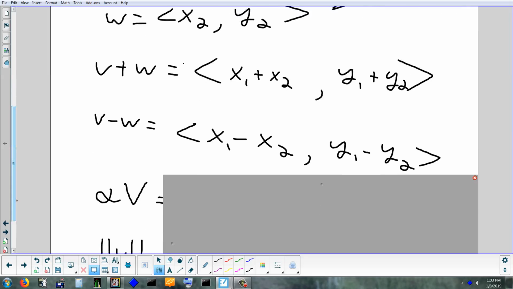Okay. So the next thing we're going to look at is scaling a vector. So it could be like 2V or negative 1/3 V, okay, something like that. But alpha would be a number. That's a vector.